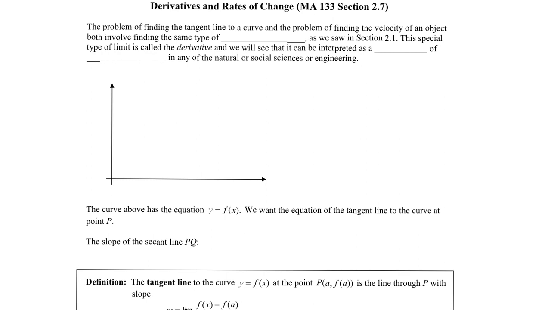The problem of finding the tangent line to a curve and the problem of finding the velocity of an object both involve finding the same type of limit. As we saw in section 2.1, this special type of limit is called the derivative. We're going to talk about derivatives a lot, and we will see that it can be interpreted as a rate of change in any of the natural or social sciences or engineering.